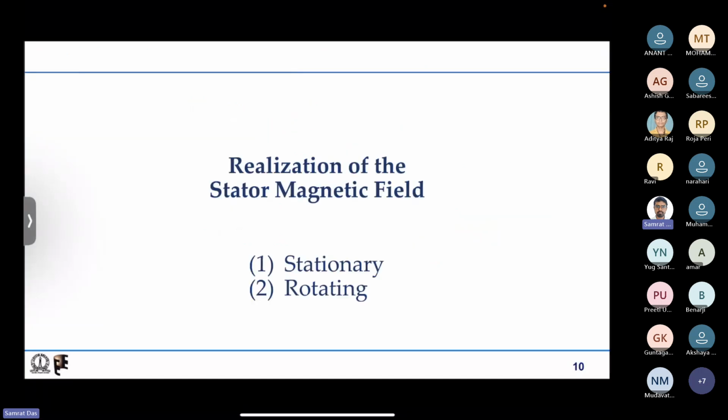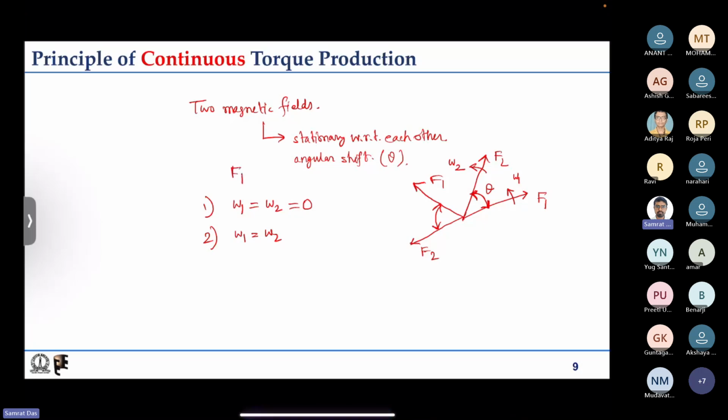Now we will see briefly how to realize the stator magnetic field, that is F1. So for F1 the speed is omega 1, and for F2 the speed is omega 2. F1 is the field due to stator, and F2 is the field due to rotor. Of course, rotor winding or some excitation, stator winding, I would say.